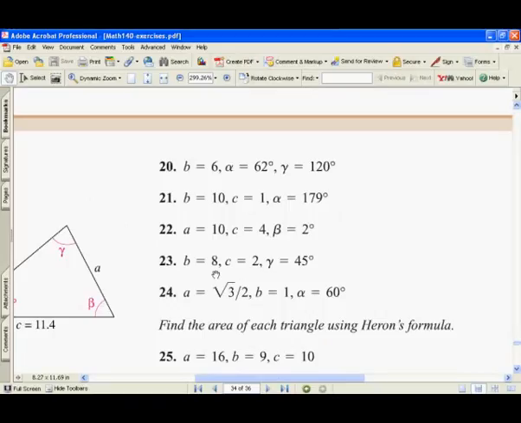Now let's look at one more problem on page 596. Let's look at problem 20. In this problem, we know two angles and one side. Then we need to find the number of triangles. Tell me, what is the number of triangles? Is there any triangle possible in this case? Yes or no?